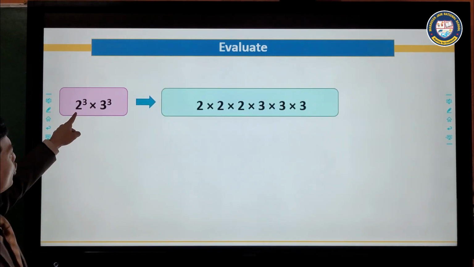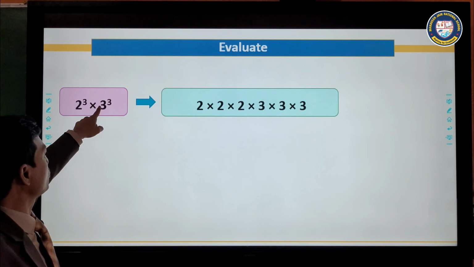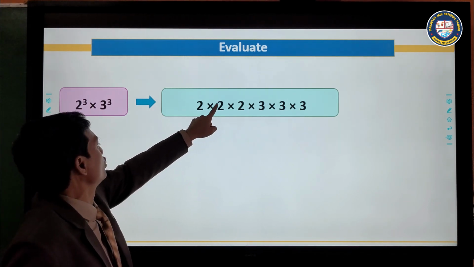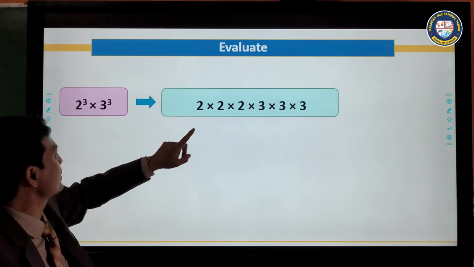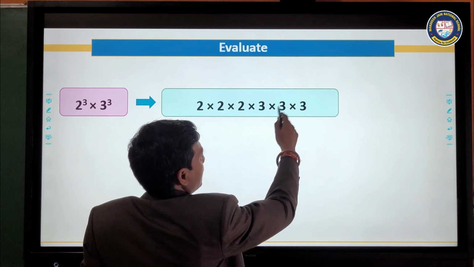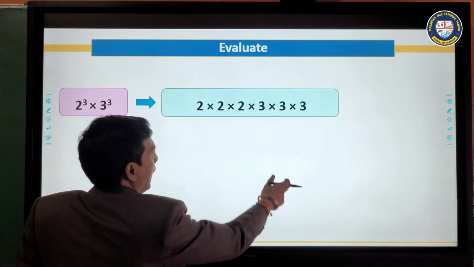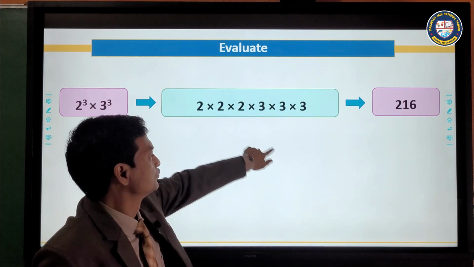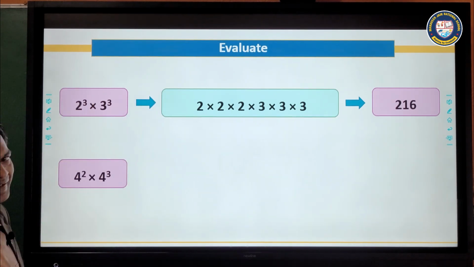Now 2 to the power 3 gives us 2 multiplied by 2, 3 times, and 3 to the power 3 gives us 3 multiplied by 3, 3 times, and the result is 216. Now let's move to the next example.